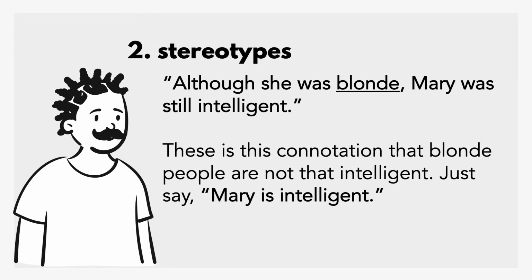Number 2. On stereotypes. Examine this sentence. Although she was blonde, Mary was still intelligent. There is this connotation that blonde people are not that intelligent. Just say, Mary is intelligent.